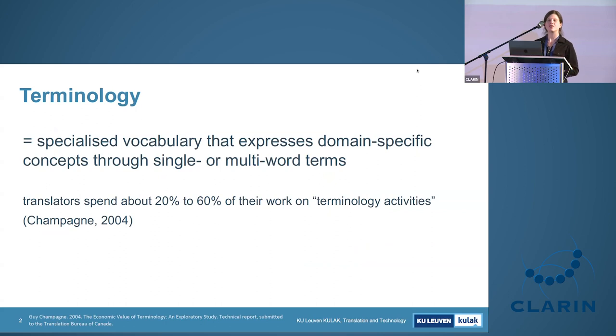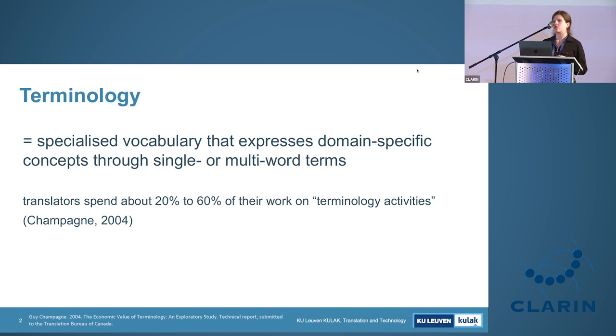Just to make sure we're all on the same page, by terminology, I just mean the specialized vocabulary that can express domain-specific concepts through single or multi-word terms. Examples of terms in computational linguistics could be recurrent neural network. And this terminology is very important because translators spend a lot of their time working on terminology activities, researching their terms to make sure they can find a good cross-lingual equivalent, because these terms are so domain-specific and they contain a lot of information. So getting the terms right really has a big impact on the quality of a text.